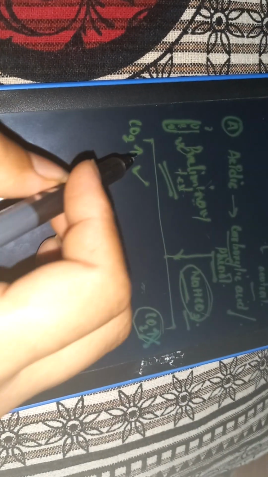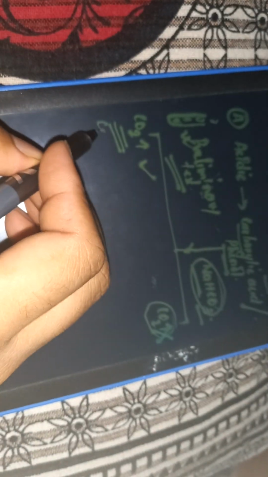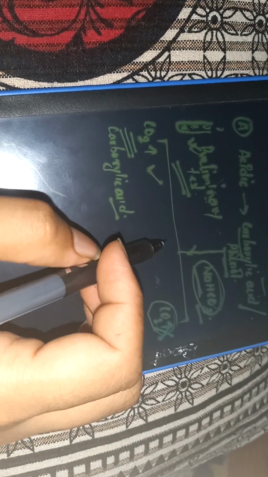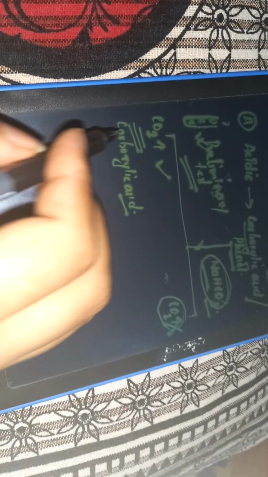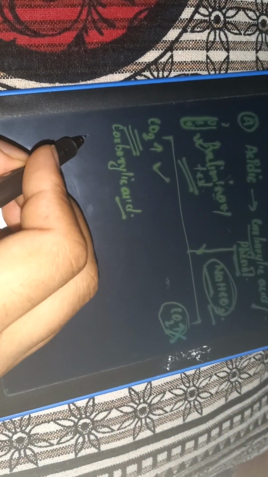Now if CO2 is obtained, then it may be carboxylic acid, though not confirmed. Now we will do the confirmatory test. For the confirmatory test, you should know the esterification reaction.